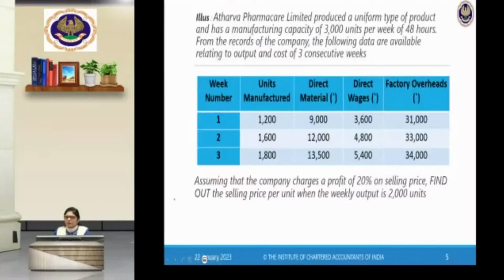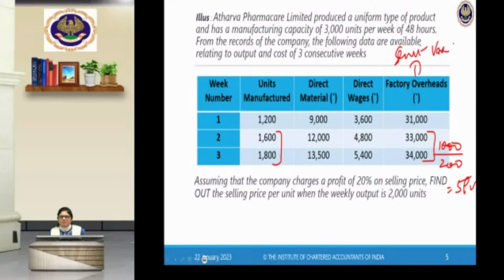Now you can find out with this also. If you take the second or third week, the answer will be the same. The difference between the amounts is 1,000 and the difference between the units is 200. So it will come out to 5 per unit. So we have split the factory overheads, which were semi-variable, into fixed and variable. Clear? So 5 per unit was your variable cost and the rest will remain fixed cost. So fixed cost was 25,000, 25,000 and 25,000 for all 3 weeks.